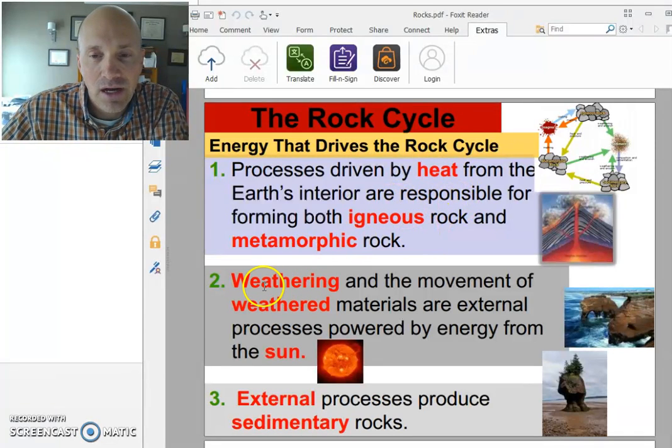In contrast, for sedimentary rocks, we need weathering, which is the breaking down of rocks, and the energy source for all those processes is provided primarily by the sun. So essentially, external processes produce sedimentary rocks, whereas the energy required for the igneous and metamorphic rocks comes from interior sources, heat sources that are generated from within the Earth.